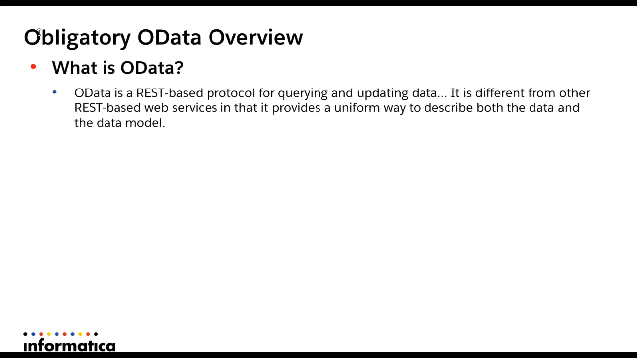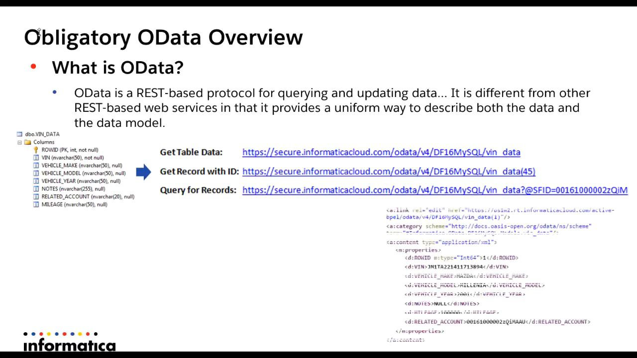But before we get into that, here's our obligatory OData overview. So what is OData? I'm going to go ahead and tell you that I stole this one from Wikipedia, where it says that it's a REST-based protocol for querying and updating data. It is different from other REST-based services in that it provides a uniform way to describe both the data and the data model. And so this is important, at least for us and at least for Salesforce, because it means that we can take this database that we have, that has certain fields and data types, and we can actually turn this into a web service, something you could get at from even a simple URL or via an application that knows how to read the data that comes in the OData format.